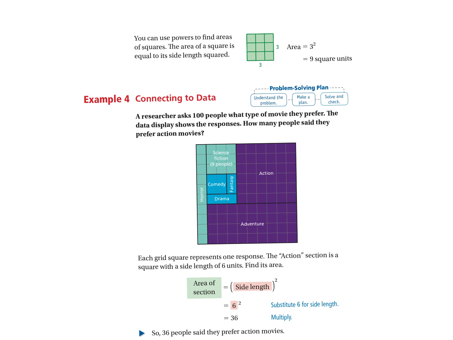Example 4 is giving us information from a survey. It says a researcher asked 100 people what type of movie they prefer. The data shows the responses. How many people said that they prefer action movies? So it's breaking it up, and it looks kind of like the area of maybe like a floor or something, the way that they have all the data displayed.